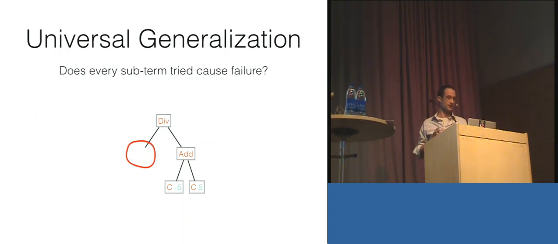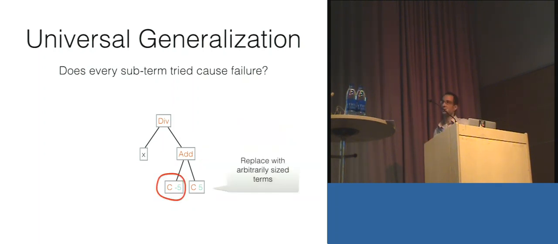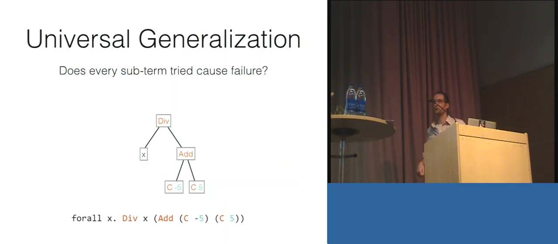So I can generalize this, and I say no matter what I replace this with, I get a counterexample. So I move on to the next term, replace it with arbitrarily sized terms. And in this case, I'm not going to be able to do this. I'm not going to be able to always get a counterexample because it has to evaluate to 0. So I keep going in breadth first search, and I can't generalize.